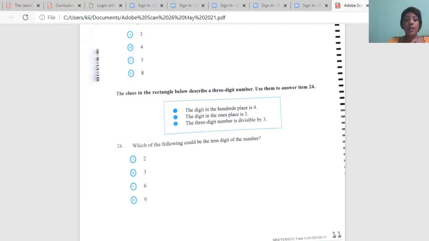The clues in the rectangle below describe a 3-digit number. Use them to answer item 24. So the first clue is that the digit in the 100 place is 4. I think I also need my whiteboard for this question. Let's go back to the whiteboard.